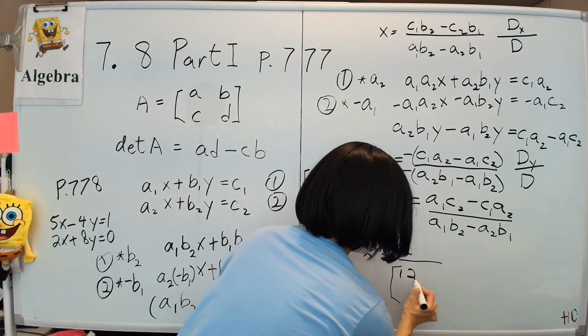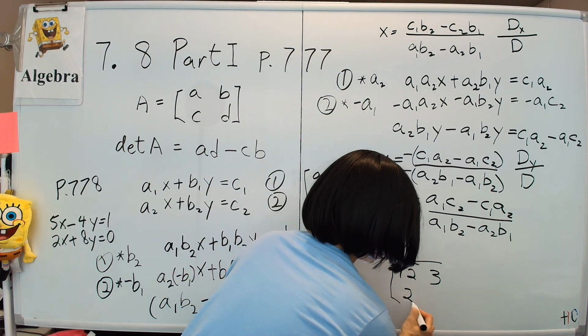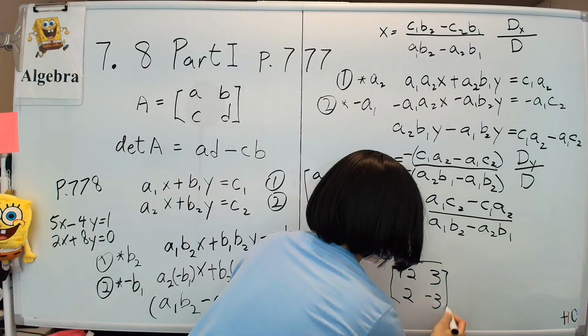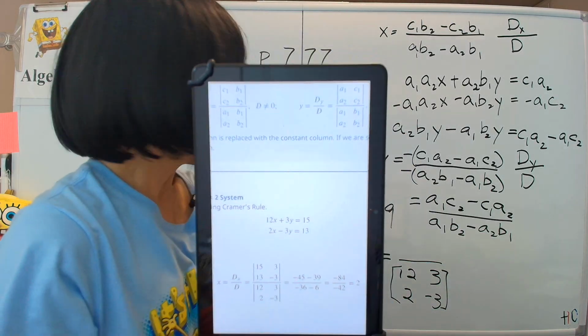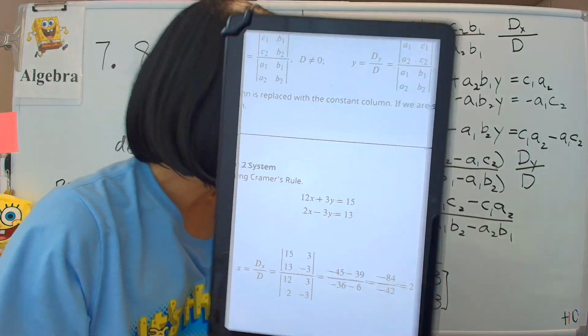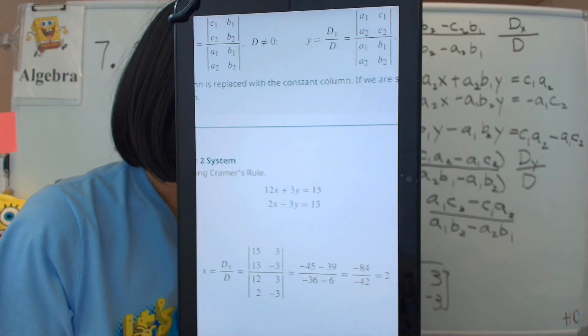Okay, 12, 3, 2, minus 3. That is the determinant of all the coefficients. So I have 12, 3, 2, minus 3. Does that look right to you? Yeah, it looks okay to me.